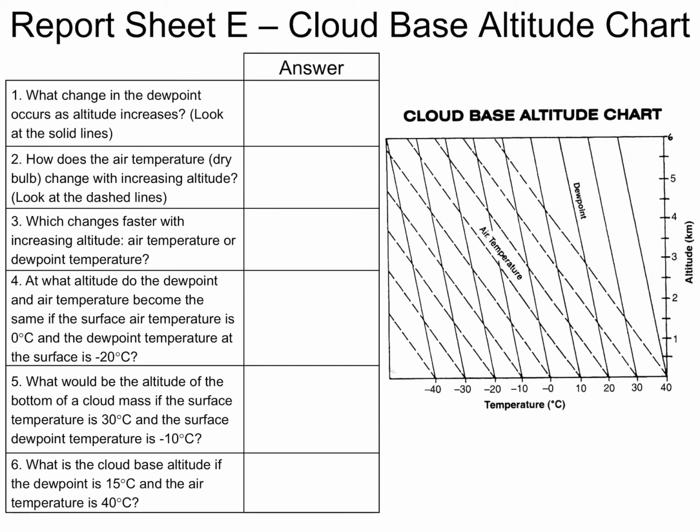What change in the dew point occurs as altitude increases? As the altitude climbs, according to that diagram, what is happening to the dew point lines? Are they increasing or decreasing? If you notice, the dew point lines are the solid lines and they are slanted to the left. Towards the left, you're getting into higher negative numbers. So it is decreasing.